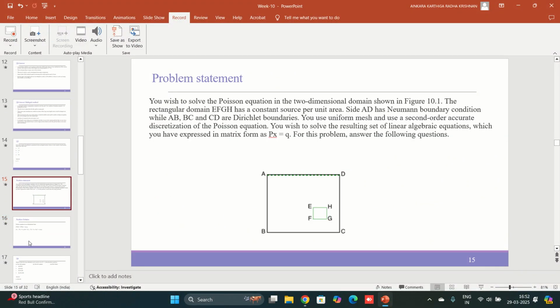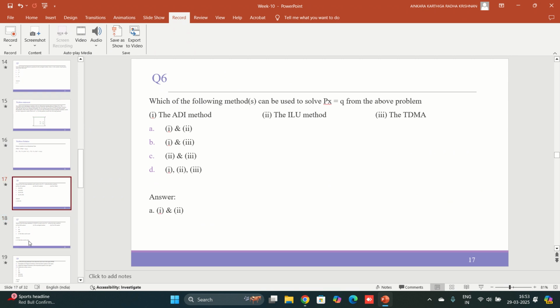And we have seen about a problem wherein we had a source term and we solved the Poisson equation in this. And relating to it, we have seen which method can be used. ADI, ILU can be used. TDMA we can't use because it is a two-dimensional grid problem. Inside the domain, in the interior grid, we will have 5 elements in the equation. So we cannot get the tridiagonal matrix structure, so we cannot use tridiagonal matrix algorithm. So that is the thing.